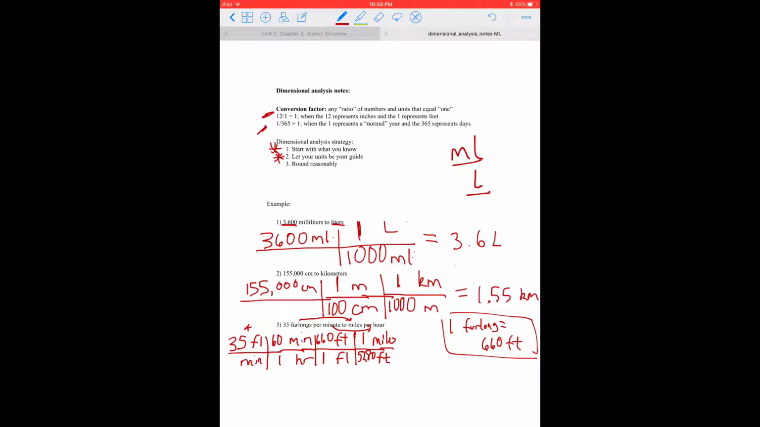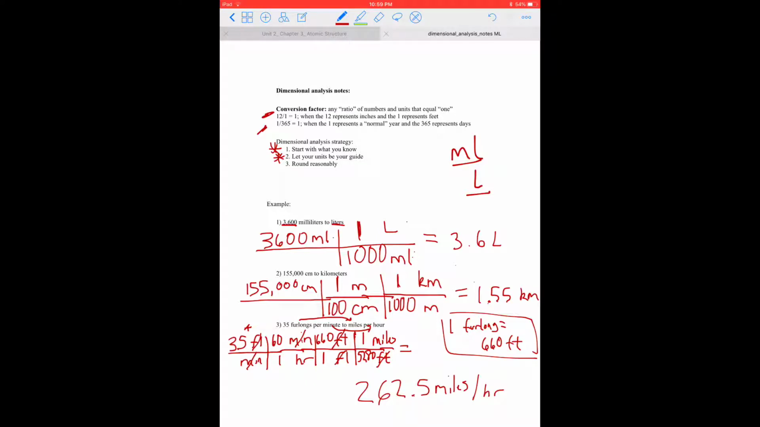So we look at our units here. Our minutes cancel with minutes. Our furlongs cancel with furlongs. Our feet cancels with feet. And if you look at the stuff that we don't have crossed out, we have miles on top and hours on bottom. If we multiply that through and put it into our calculator, we multiply across and divide what we have on the bottom, we should get 262.5 miles per hour.